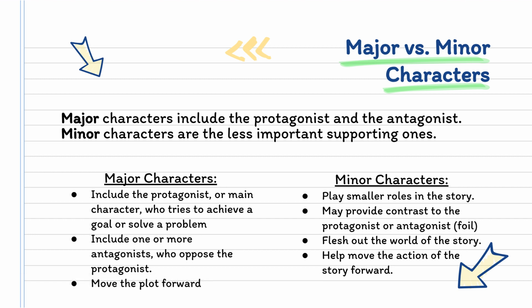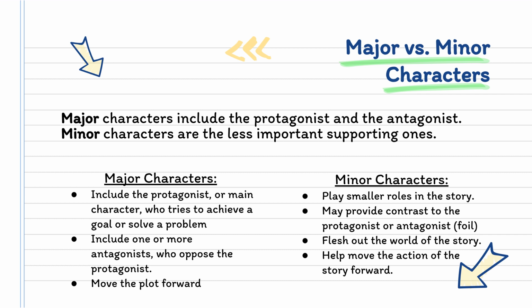Minor characters play less important roles, but they support the major characters. So major characters, again, include the protagonist or main character who tries to achieve the goal or solve the problem. Major characters also include the antagonist. Remember, there can be more than one antagonist. So think Batman, he's got more than one villain after him. These antagonists are going to oppose the protagonist, and these major characters are going to help move the plot forward based off of the decisions that they make.